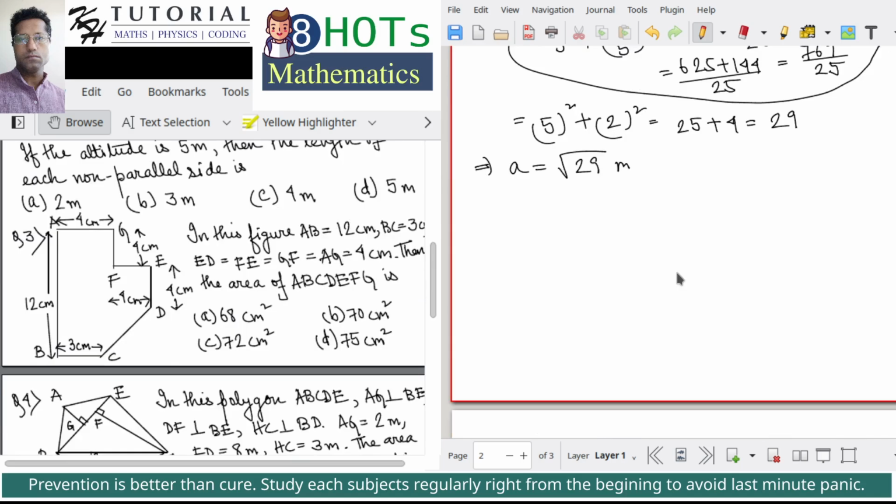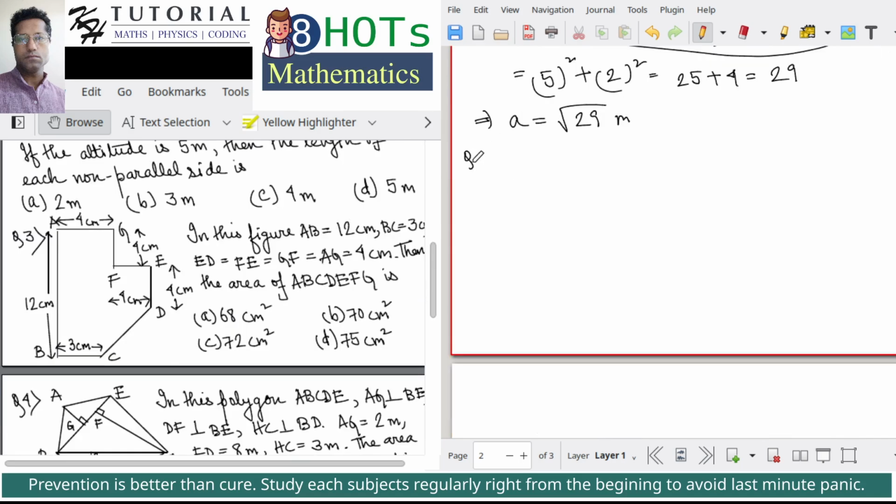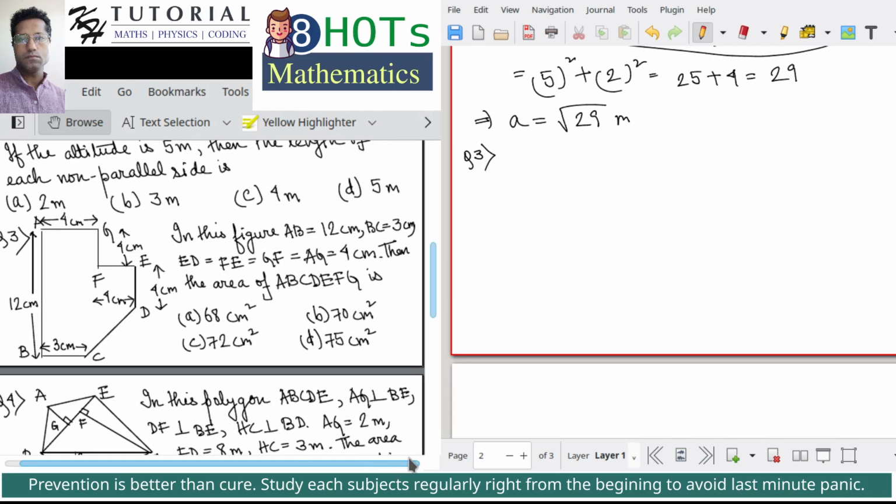Problem number 3. So a figure is given. Now in this figure, AB is 12 centimeter, BC is 3 centimeter, ED equals FE equals GF equals AG equals 4 centimeter. Then the area of the ABCDEFG. I think it's better we draw the figure.